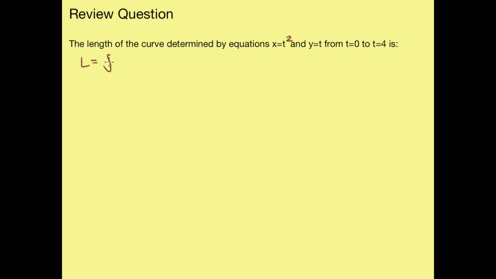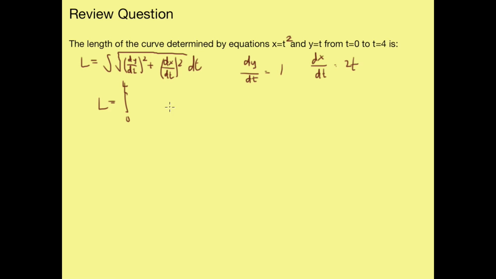We can use the equation we found for the velocity to find the length of the curve, except we're going to take the integral. dy over dt is going to be equal to 1, and dx over dt is going to be equal to 2t, and the integral will range from t is equal to 0 to t is equal to 4. We input these all into the equation, and there we have it.